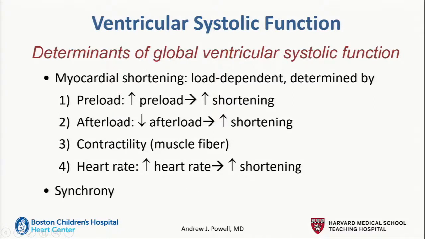So all of these things impact myocardial shortening, and the better myocardial shortening you have, the better global ventricular systolic function. Kind of stepping back from it, you can have great shortening of individual areas of the myocardium, but if they're not all contracting together, then you won't have good global systolic function. So another dimension to consider is synchrony. Are all the different areas contracting together? And so these are the determinants of global systolic function, and we may come back to those.